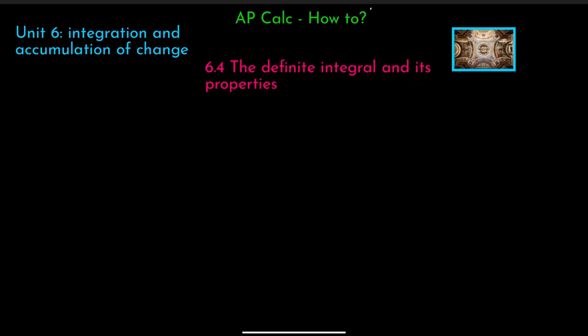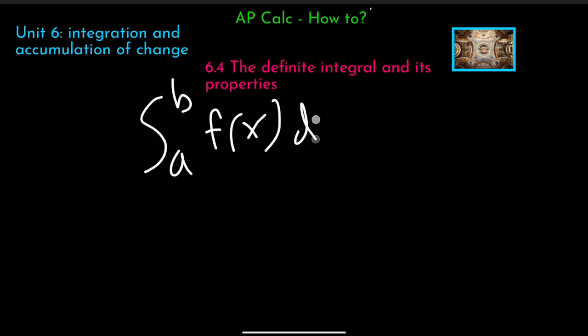Let's go over what a definite integral is. The definite integral from a to b of a function is this. This represents the net area between the curve and the x-axis from x equals a to x equals b. The area above the x-axis is positive, and the area below the x-axis is negative. The result includes units if context is provided.